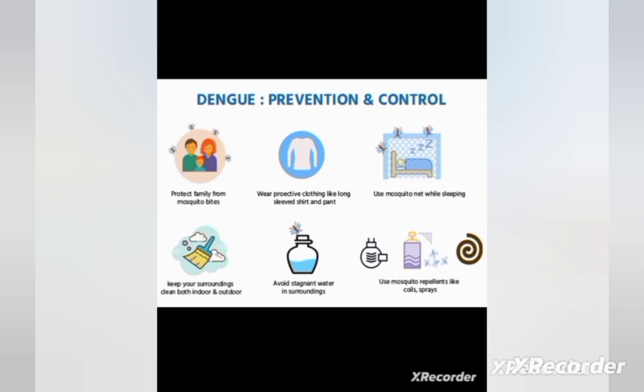Then use mosquito repellents like coils and sprays that will help reduce mosquitoes in our home. So it's very important, especially in dengue areas, that mosquito control is essential and we have to follow that.